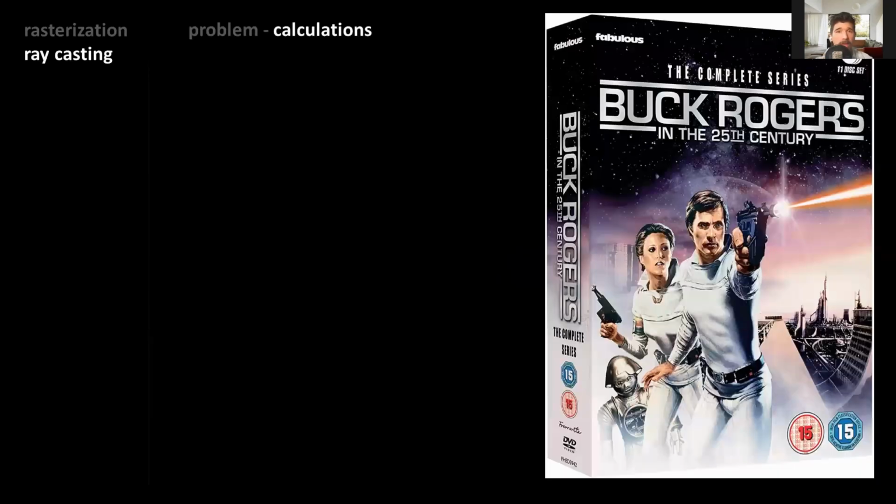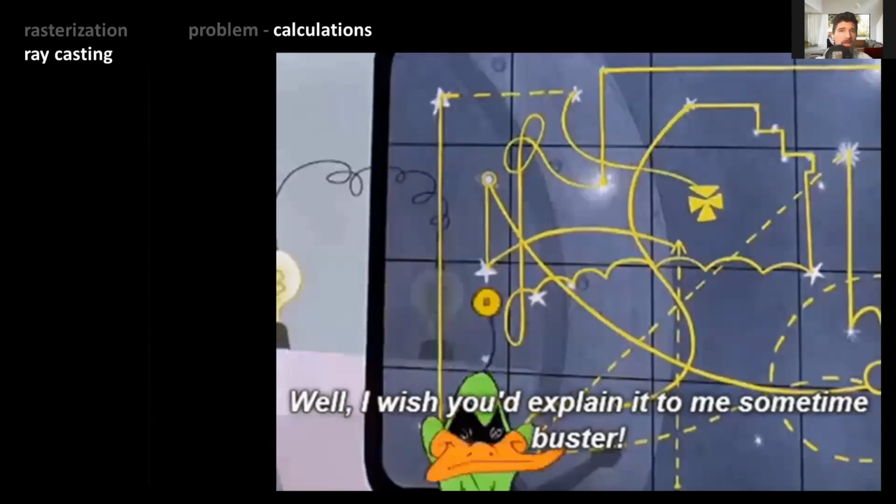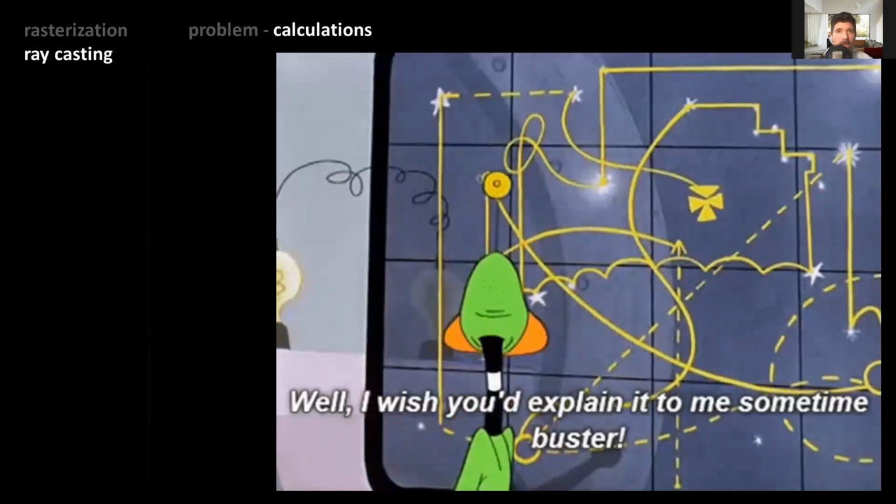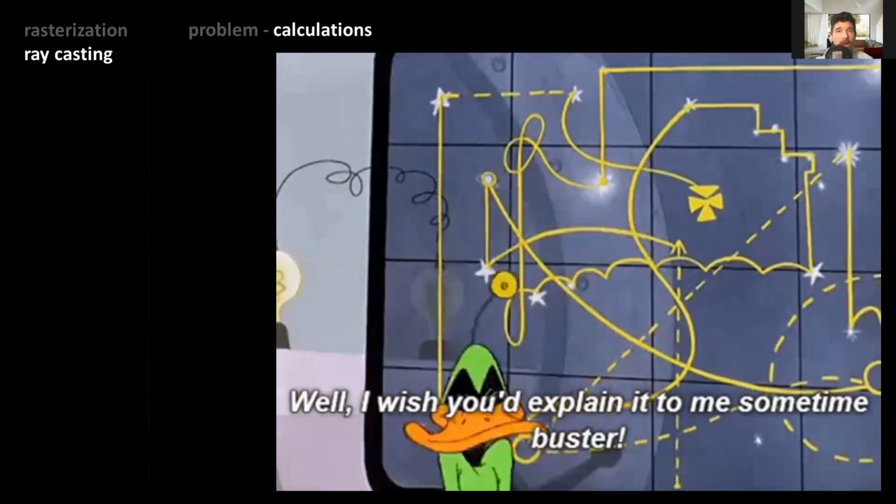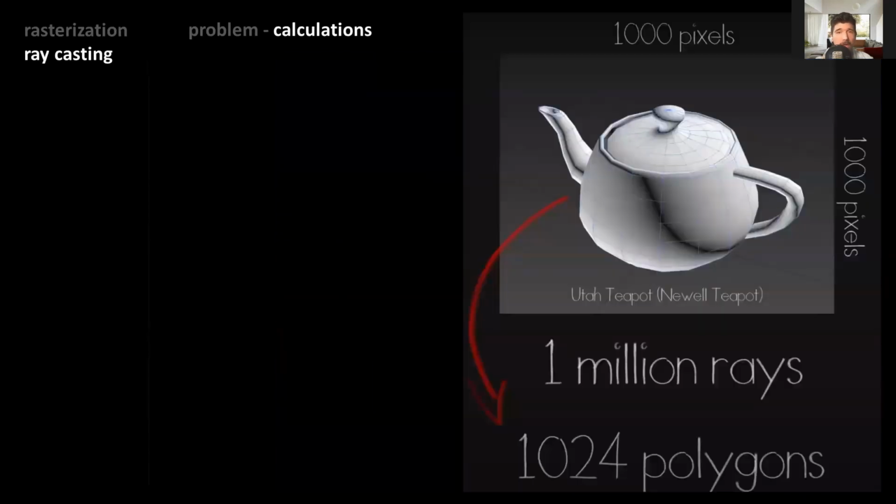Given that this was introduced back in 1968, when computer graphics was still at its infancy, this concept seemed like science fiction, like Buck Rogers in the 25th century or Duck Dodgers in the 24th and a half century. If we take a simple example, we can try and understand the scope of the number. Imagine wanting to generate an image which is 1,000 by 1,000 pixels in size and has the Utah teapot, which has around 1,000 polygons. Using the ray casting process would require shooting 1 million rays, which have to interact with around 1,000 polygons, which can get close to 1 billion intersection calculations based on the position of the camera.